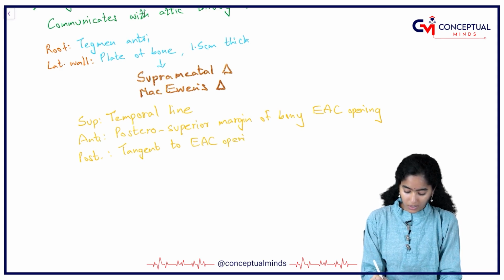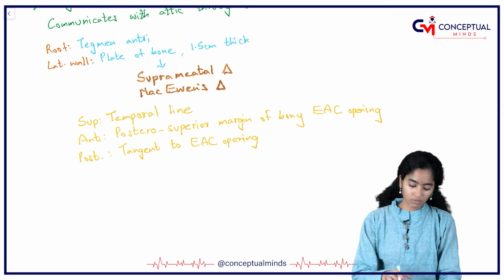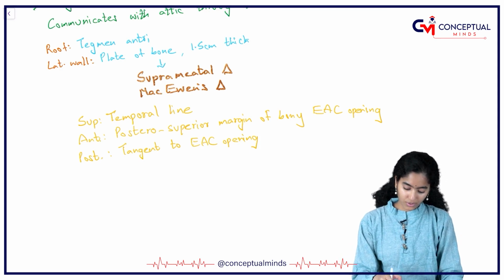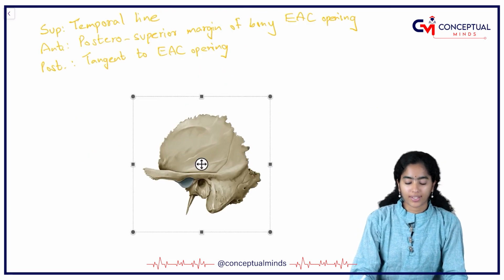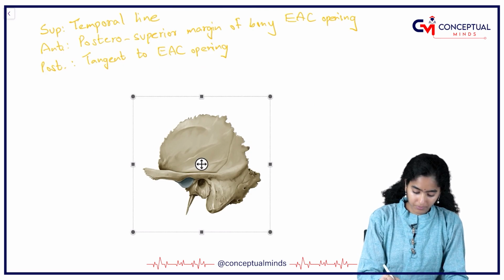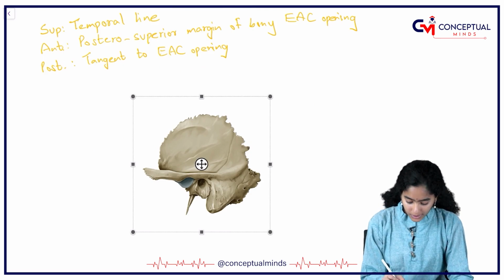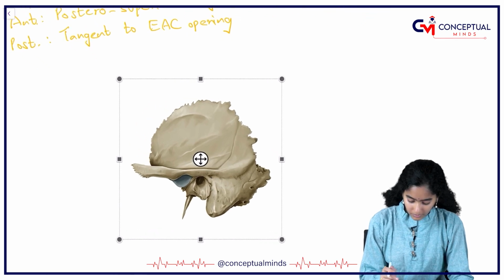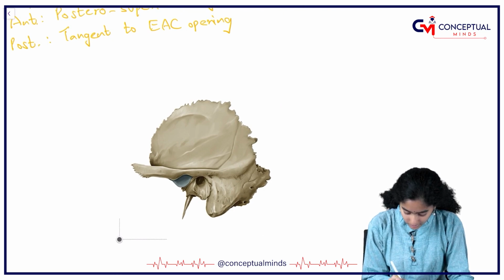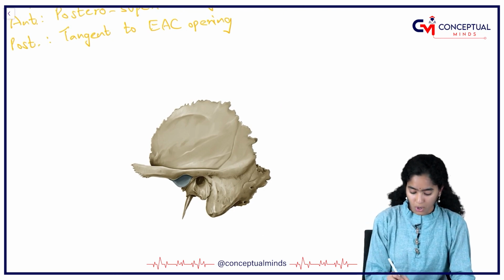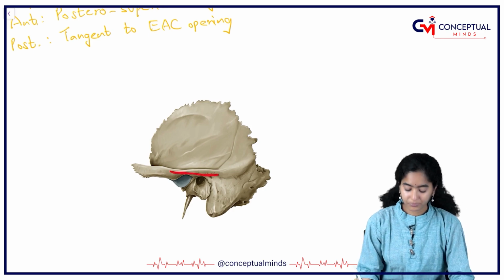Now when I write this down, it might not make much sense, but when you look at the picture, it will be easily understood. So let us identify the suprameatal triangle in this picture. The superior border is formed by temporal line, and this is the temporal line.